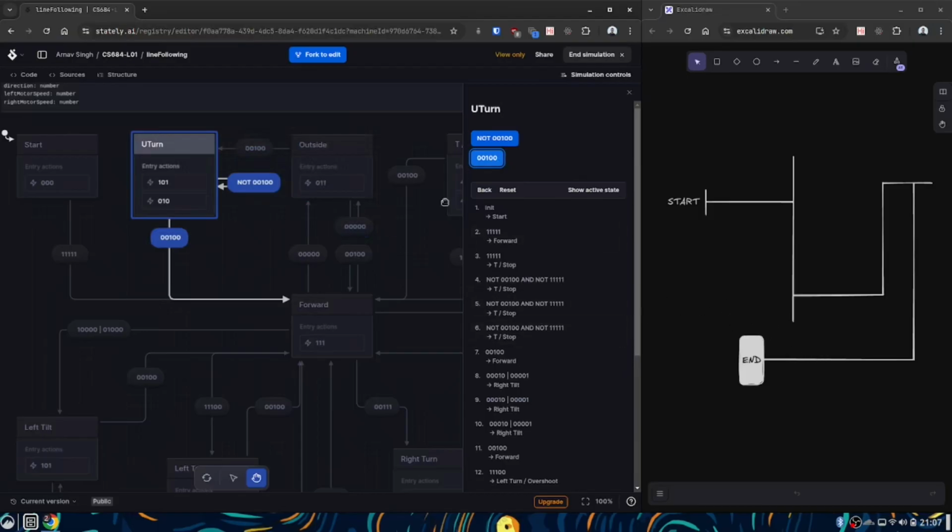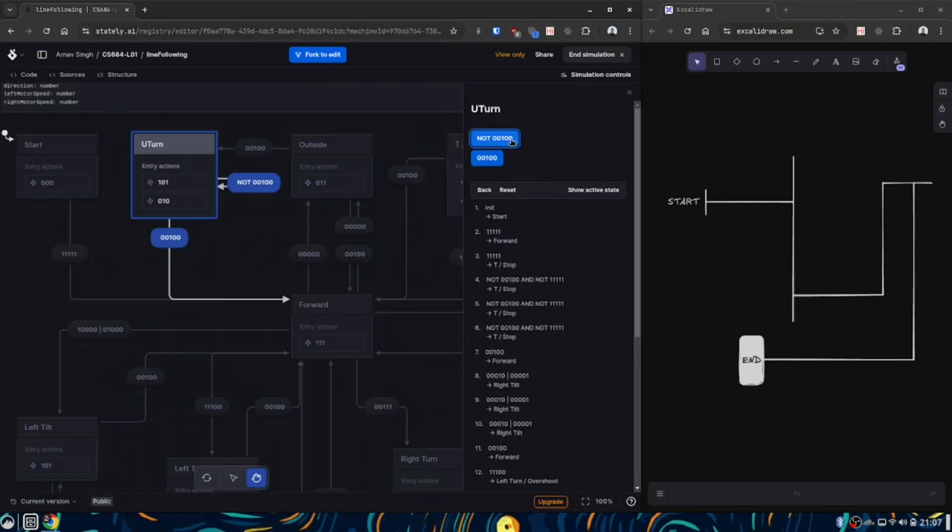So now we'll start turning leftwards. That's the action 101 followed by 010. 101 is actuating the right motor forwards, followed by activating the left motor backwards. We repeat that again and again while we are not over the line, until we reach the line again.